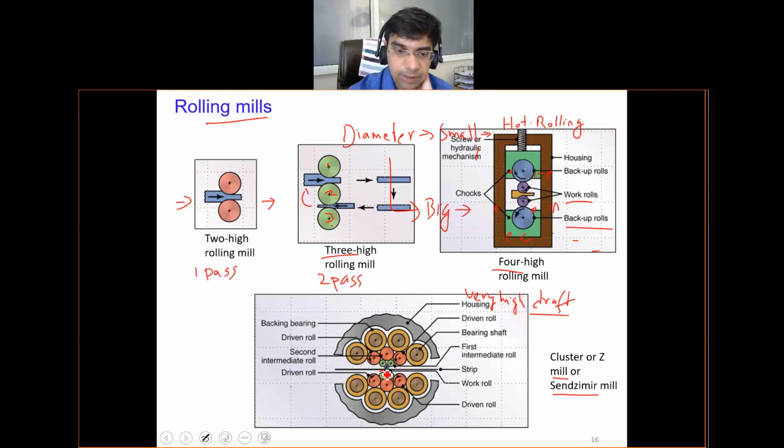This type of rolling mill can give you even higher draft than the four high rolling mill, but the cost to set up such a rolling mill will be very high. So these are not very popular. The more popular ones in industry are two high, three high, or four high rolling mills. But this type of rolling mill is also possible, though the cost of setting it up will be very high, because you will be expending energy to move all these rolls. When you move all these rolls, a lot of energy is needed, so the process becomes very expensive.